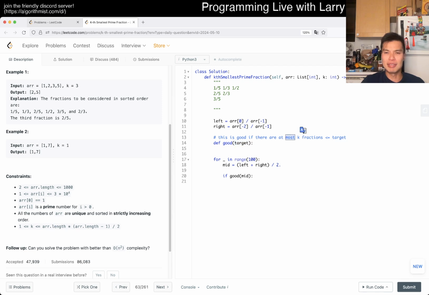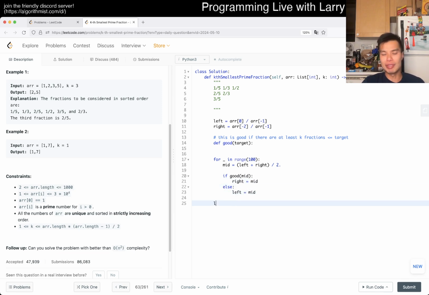Do I want at least k? Maybe I want at least k. Yeah, let's do at least k, right? So at least small. That means that if we have too many numbers, we want to try a smaller number, and we get a smaller number by moving the right bound and so forth, right?